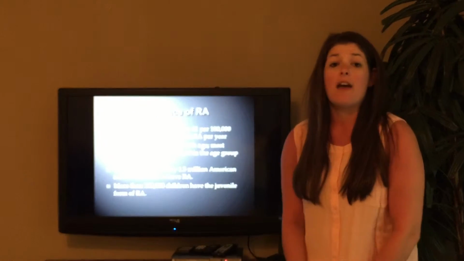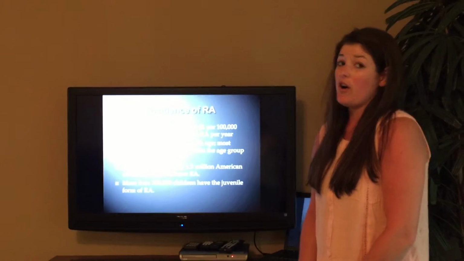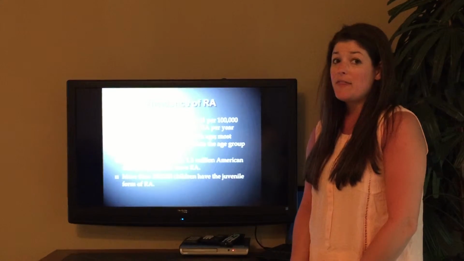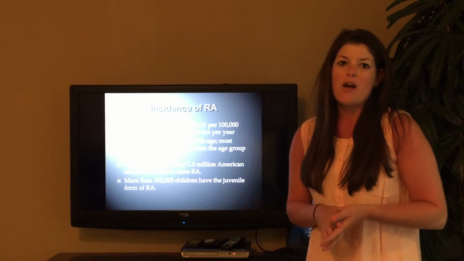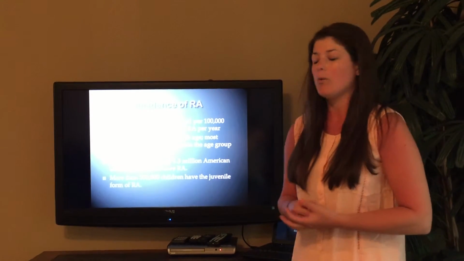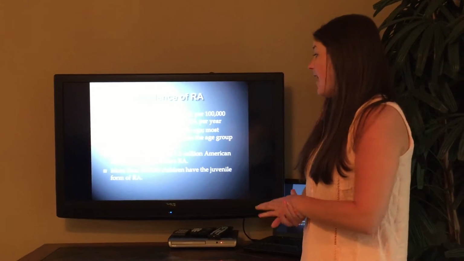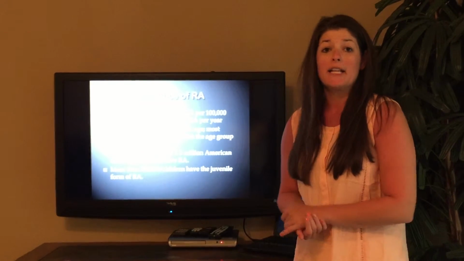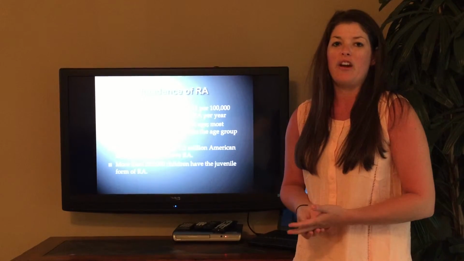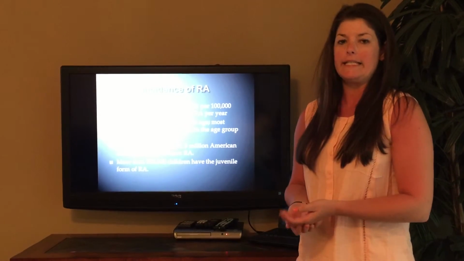Recent studies estimate that 41 out of 100,000 people are diagnosed with RA per year. The incidence of RA rises with age, and typical onset is about 65 to 74 years of age, and that's for both men and women. In 2005, approximately 1.3 million Americans were said to have RA, and approximately 300,000 children have the juvenile form of this disease.